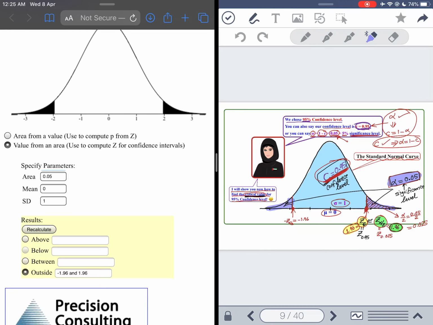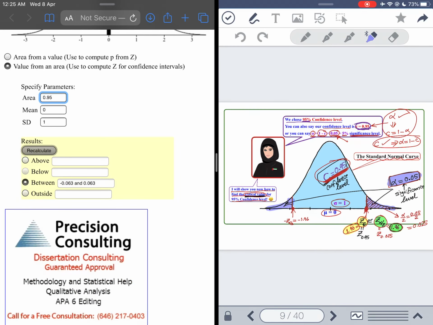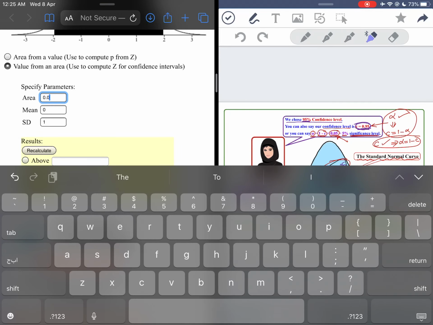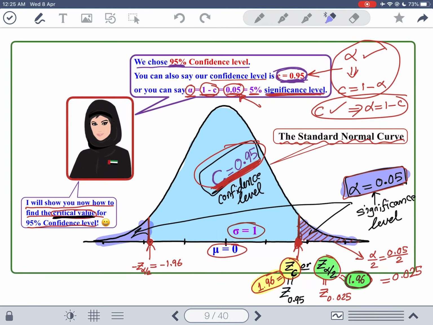Okay, so you choose. Leonud now will give you the option to choose whether to use C, the confidence level, and between. Of course, for the confidence level you need to put 95, and between, or you use the significance level, which is 5%, and you do outside. In both cases, you must get the same answer, of course, because they are the same Z scores. We're just computing them differently.